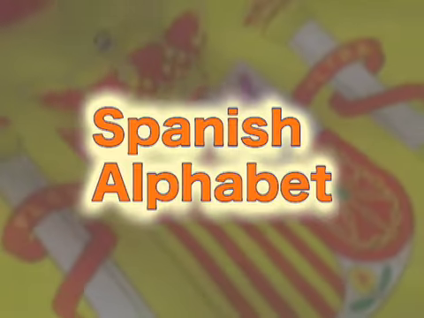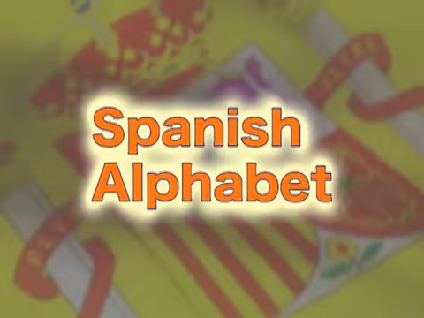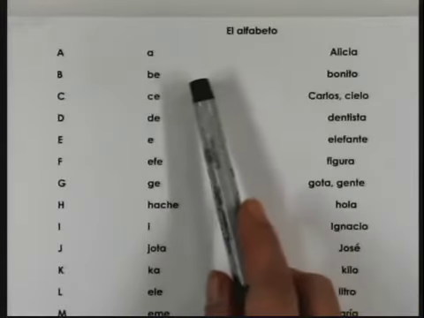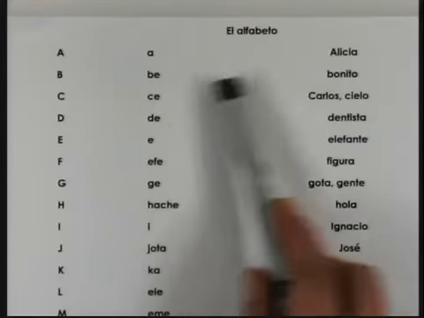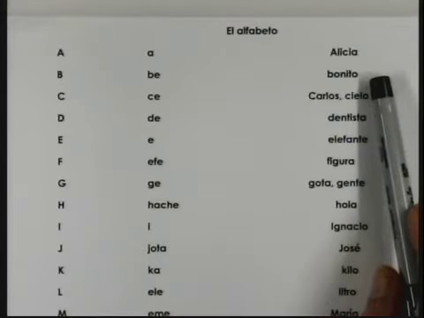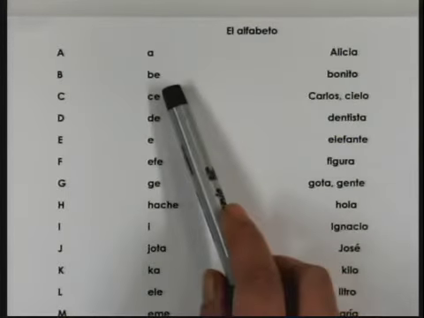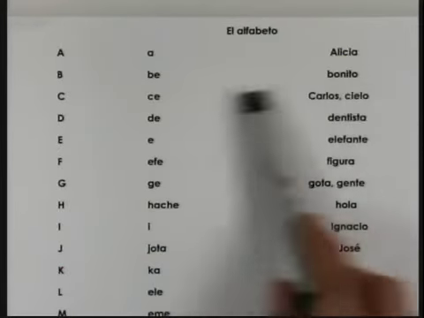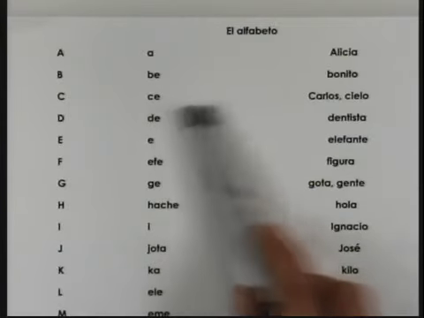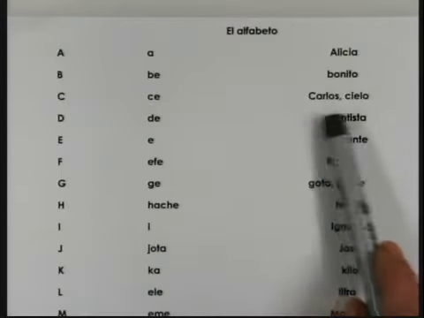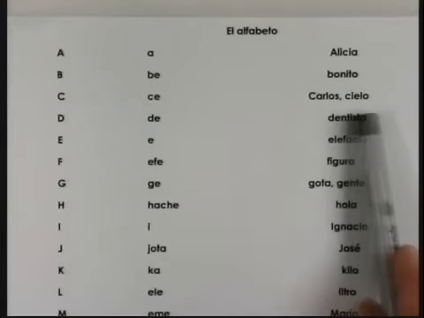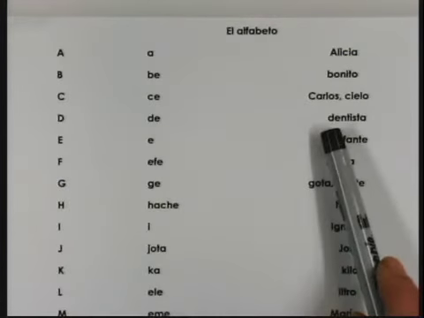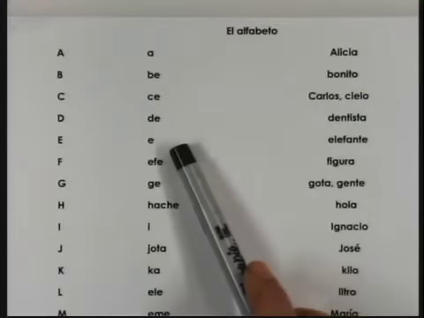Por favor, repite la letra y la palabra. Please repeat the letter and the word. Repite, por favor. A. Alicia. B. Bonito. C. Carlos. Cielo. D. Dentista. Repite. E.